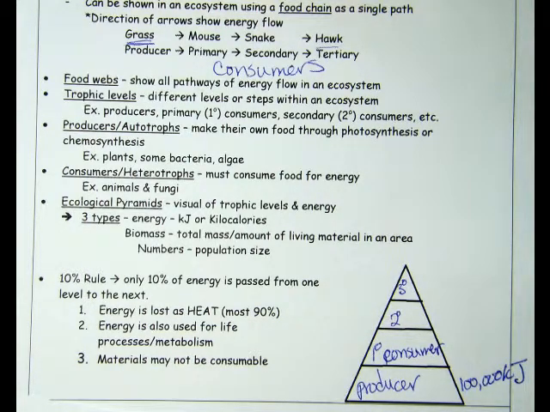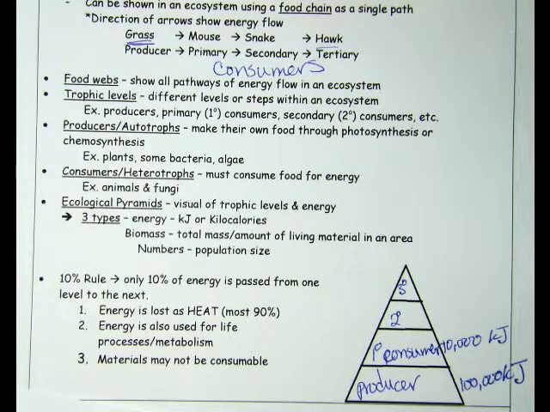Imagine for a moment that our producers, you're told that they have 100,000 kilojoules of energy. Now our 10% rule says only 10% of that energy is passed from one level to the next. So how much energy are the primary consumers going to have? 10,000. 10,000 kilojoules. It's always important to write down the units.